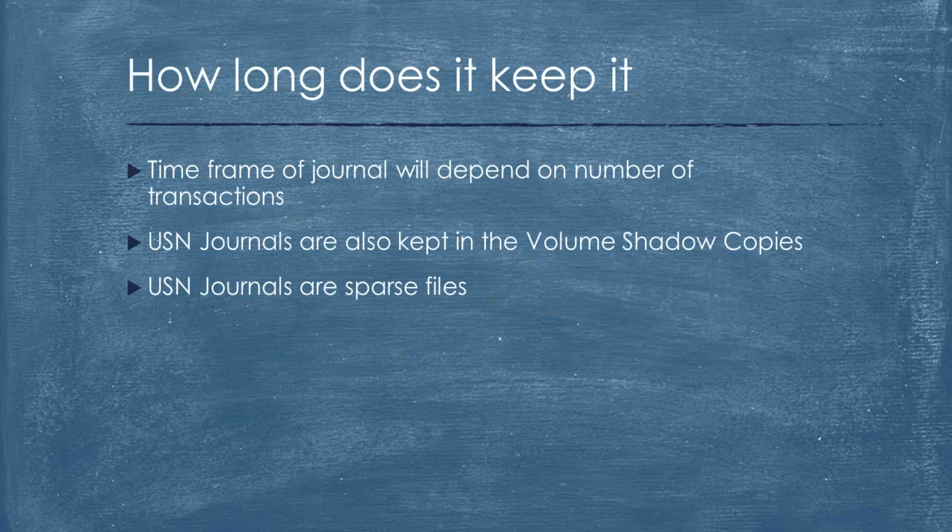So how long does the USN journal keep data? Well, that's going to depend upon the number of journal entries that occur. So for instance, let's say that you had a system drive, your C drive, Windows is installed on it, and there's a USN journal on it. If it's system forward, there should be a USN journal on it. I found that typically you get about 2 weeks worth of time. Could be less, depending upon how many transactions are occurring on that disk.